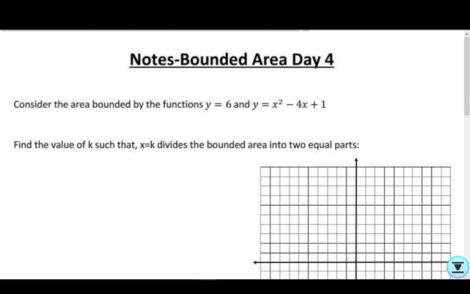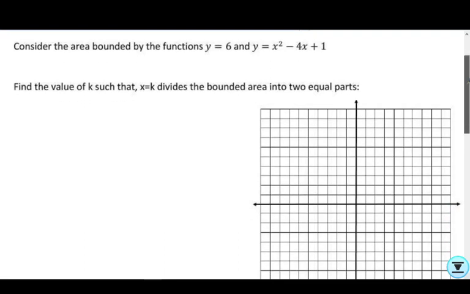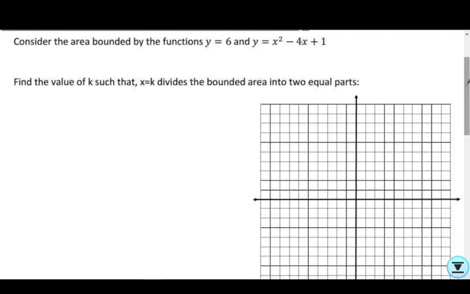It's always better to sketch what you're dealing with while you're working a problem. So I'm considering this area bounded by these two functions. The first thing we should do is sketch what those functions look like. Well, we know y equals 6 is just a horizontal line. And then this one is just a quadratic. It opens up, it's going to have 2 x-intercepts, so it's going to look something like this.